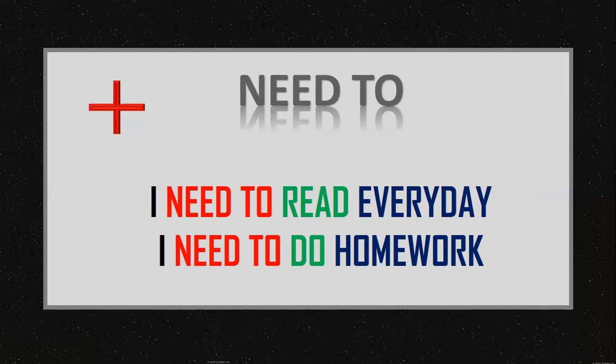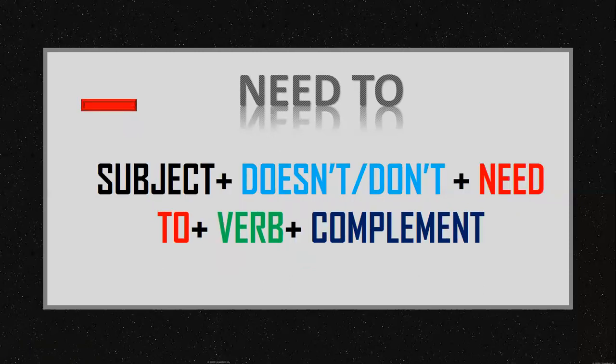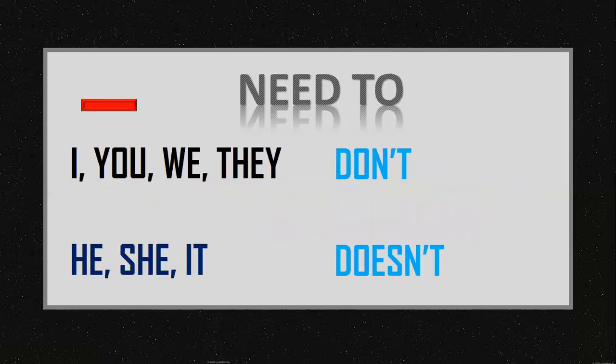I need to do homework. It's a necessity. When we have a negative sentence, remember that we use the auxiliary do, in this case, doesn't and don't. So subject plus doesn't and don't plus need to plus verb plus complement. Let's see some examples. Remember, I, you, we, they: don't. He, she, it: doesn't.